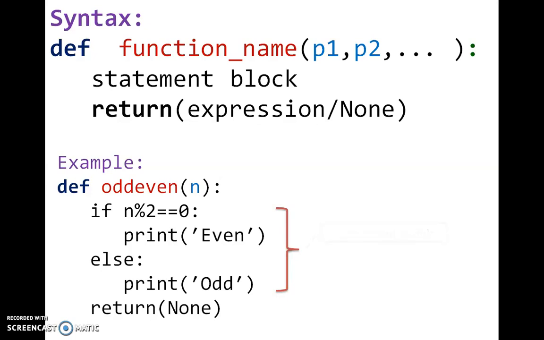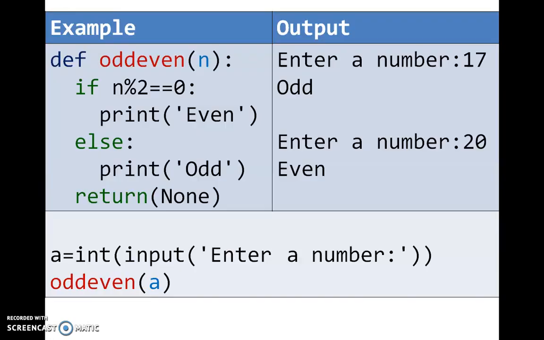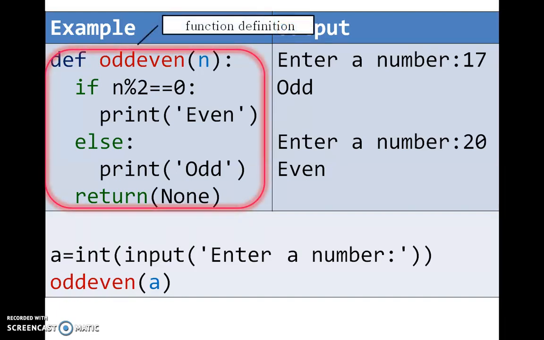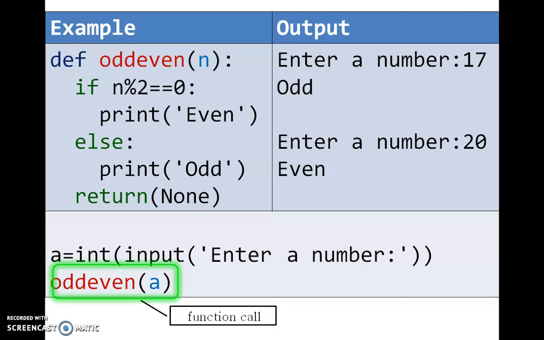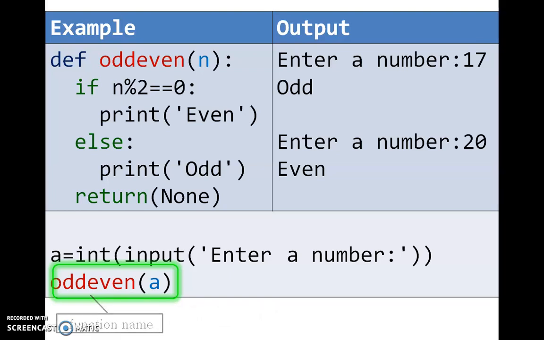So let us see an example of how a function works. First you have to define the function. You write the function definition. This is called function definition. The function definition will contain the keyword def, function name and the parameter. Now to make this function execute, you have to give a function call statement. odd_even(A), that is a function call statement. It should contain function name and within brackets the argument.